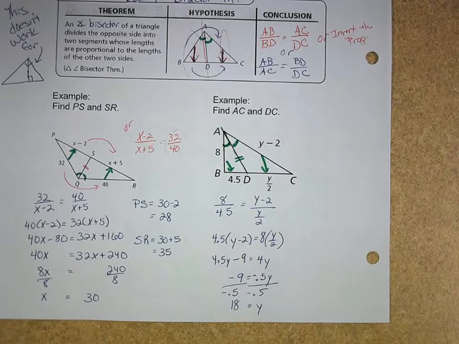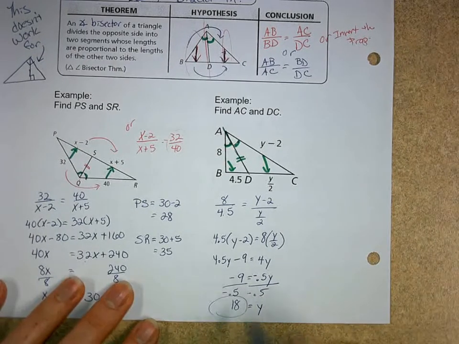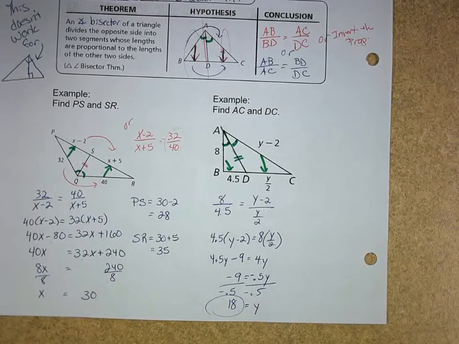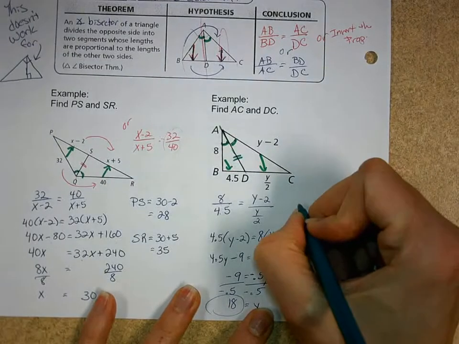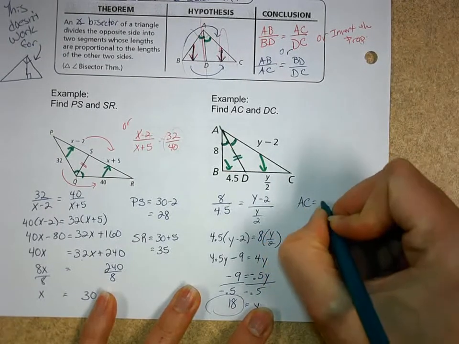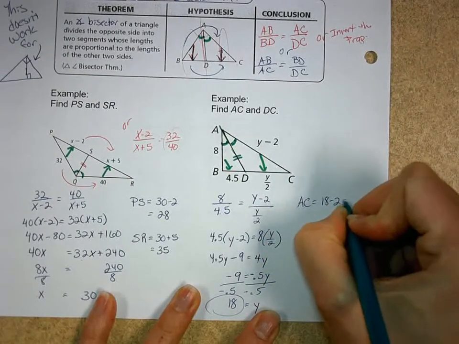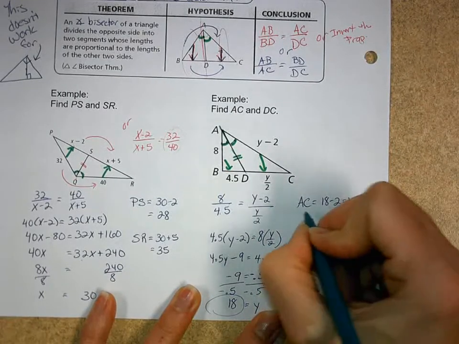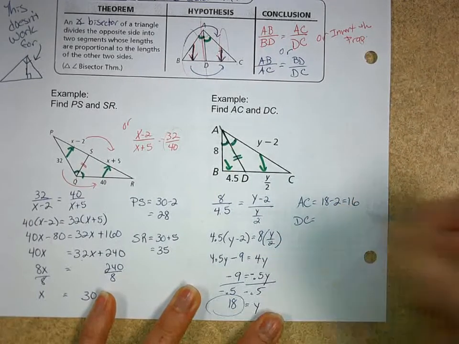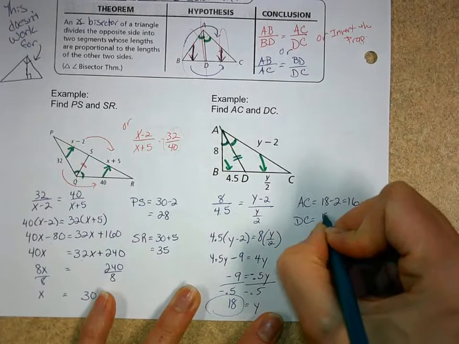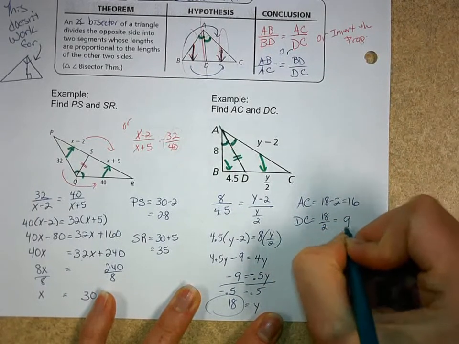By the way, 0.5 is the same thing as 1/2. It's the same thing as dividing by a fraction is multiplying by its reciprocal. Negative divided by negative is positive 18. So now I plug and chug it in. I have segment AC is what I'm looking for, so I got to get 18 minus 2, which is 16. We have segment DC. I'm going to get y over 2, that's 18 over 2, that's 9.